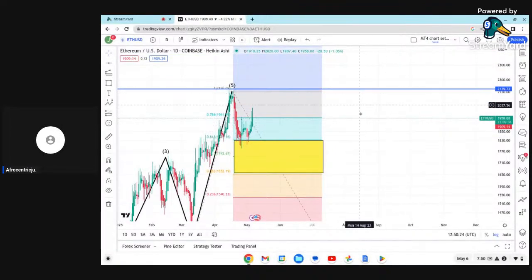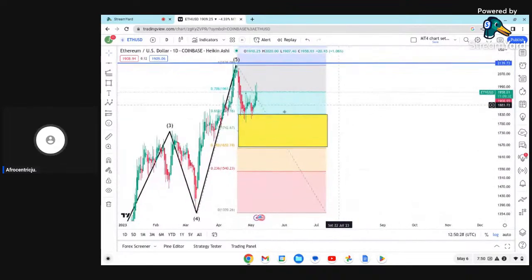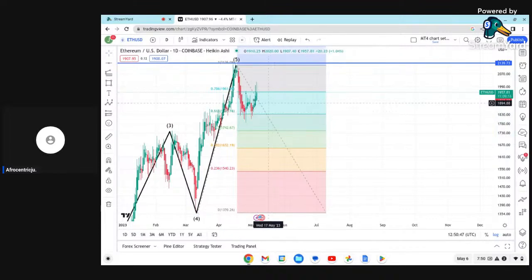Anywho, how you know this is a correction is, of course, if it comes into this orange box. That's how you know it's a correction. That's the simplest it's gonna get. Orange means correction. That's it. So I'm gonna delete all of this. I'm actually gonna delete the stuff that I put on there.